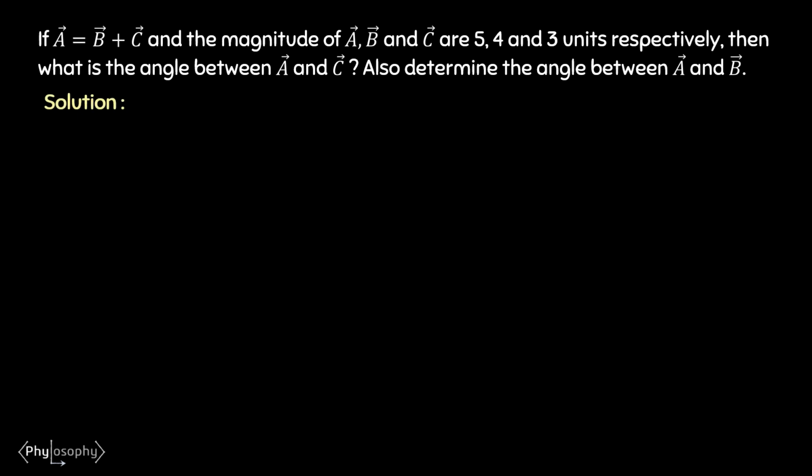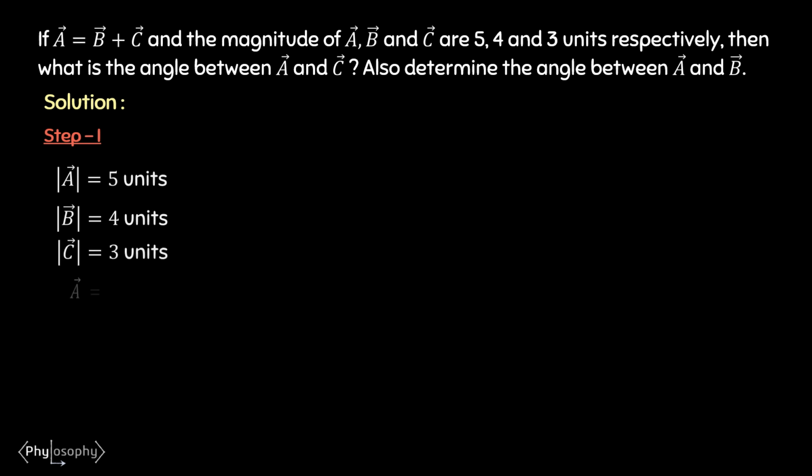Now we are going to solve this problem in a few steps so that you can fully understand how to solve any problem related to vectors. So in step 1, we will list all the given quantities and what is asked in the question. According to the question, it is given that the magnitude of vector A is 5 units, the magnitude of vector B is 4 units, the magnitude of vector C is 3 units, and vector A is equal to vector B plus vector C. And we are asked to calculate the angle between vector A and vector C and vector A and vector B.